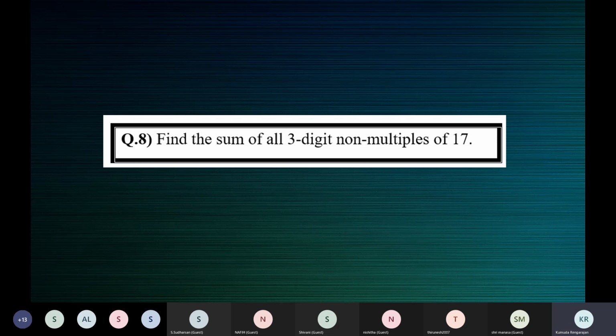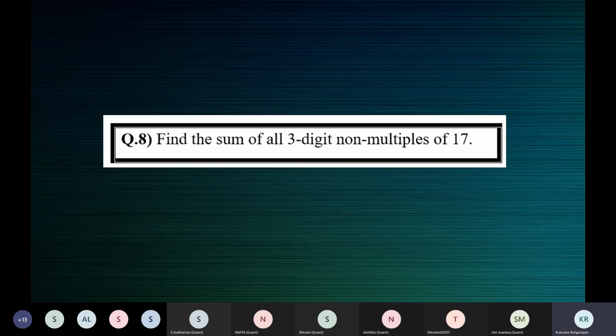Now we have this collection of all 3-digit numbers, correct? It's limited. The 3-digit numbers start with 100 and go on up to 999. The first 3-digit number is 100 and the last 3-digit number is 999. So we have this collection of 3-digit numbers from 100 to 999.